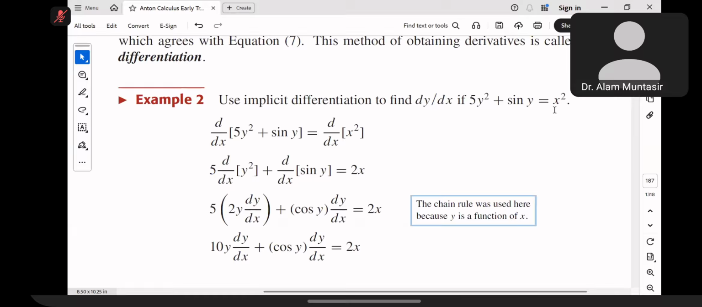So whenever we take the derivative of an implicit function, we must take implicit differentiation. And the set rule is just take differentiation on both sides. So what is the differentiation of 5y square? According to the constant multiple rule, 5 should be taken outside. Then differentiation of y squared. What is the differentiation of y squared?